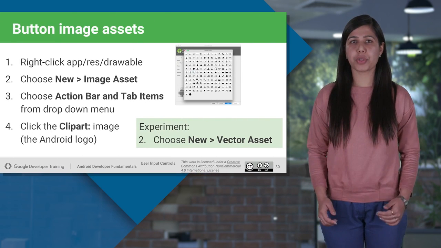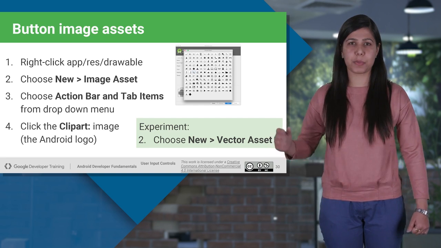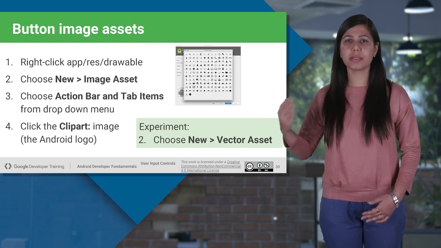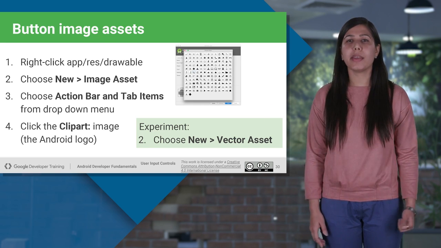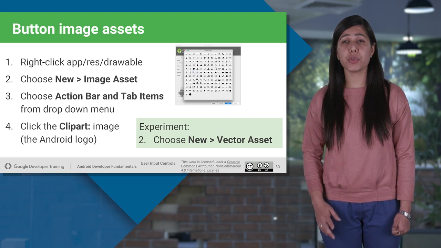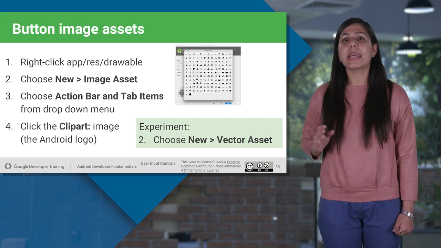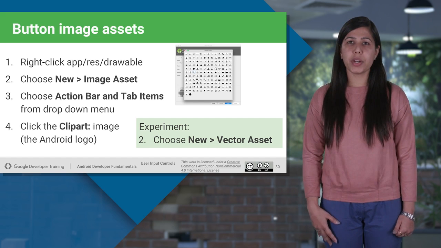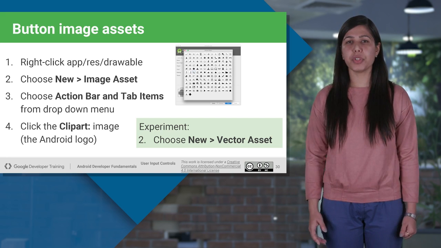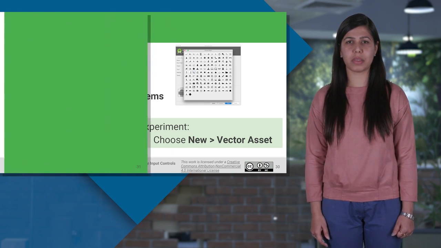We can get an image from the app assets for the button by following these steps. Right-click on the drawable folder inside your resource folder. From there, choose action bar and tab items to represent individual action items from the drop-down menu. Now, click the clip art where the Android logo is shown, and from there, pick a new icon. After this, try experimenting with the vector assets.